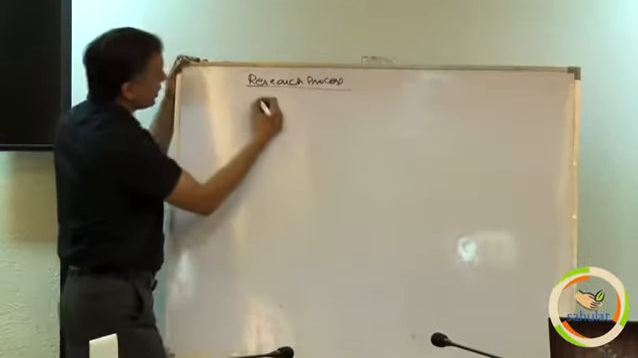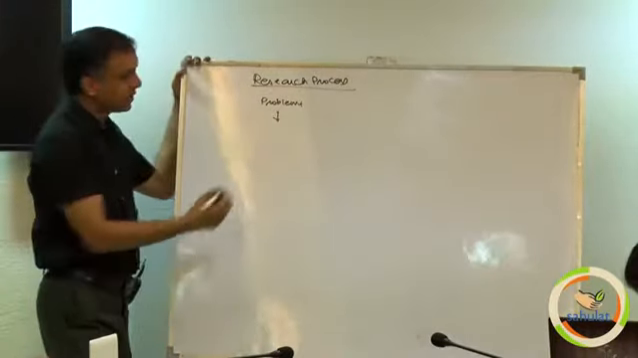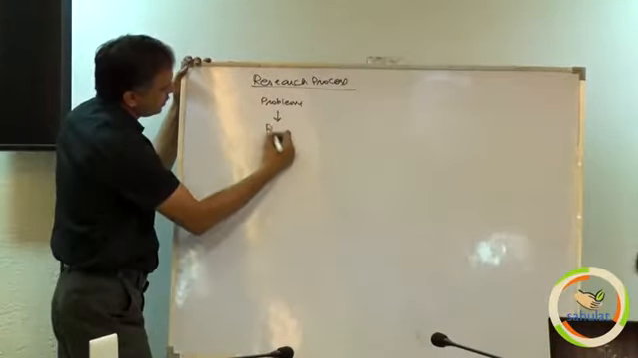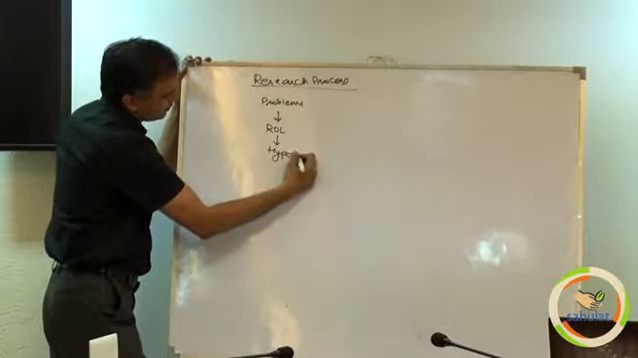Research process starts with a problem, which we call the objective. Then there is review of literature that results into hypothesis.